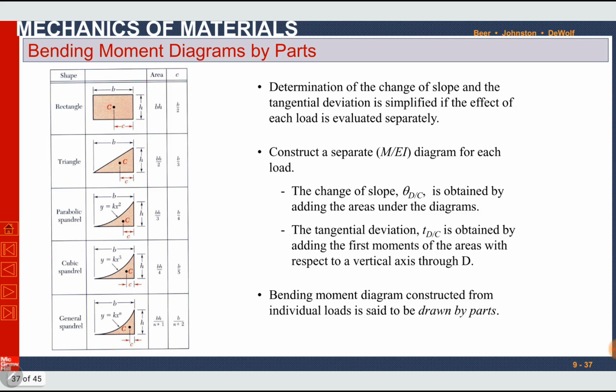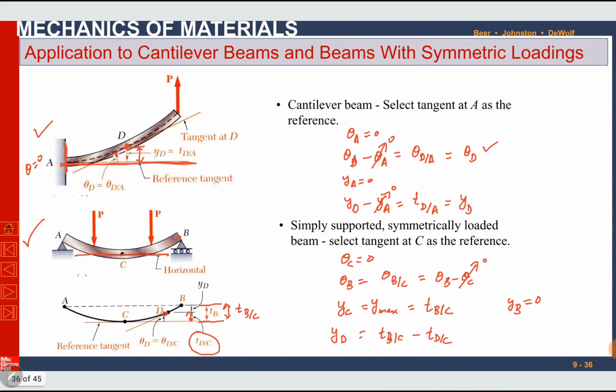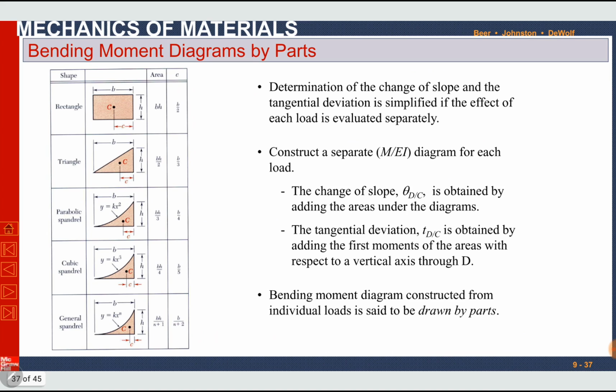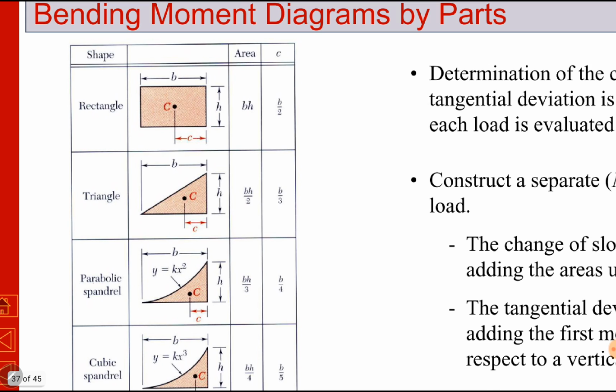Before that, since in this method we have to find the area under the M over EI curve, for different types of areas we have expressions. We want to make areas which are simple, like a triangle or rectangle, or the area under a parabola or a cubic curve. So here are some standard shapes and their areas. For a rectangle, the area is given, and C is the distance of its centroid. Here C is from the right end to the centroid.